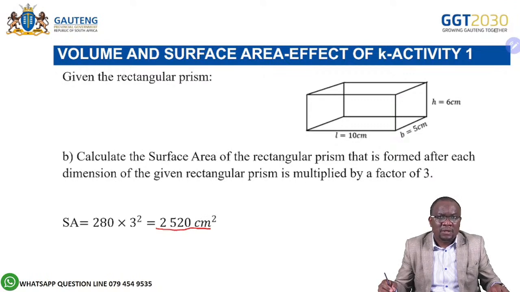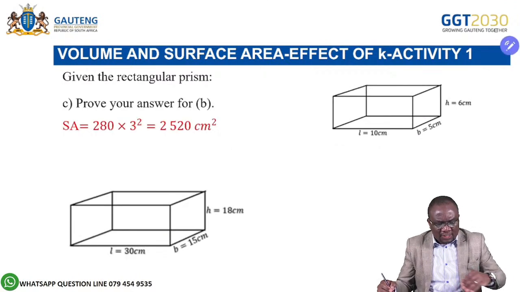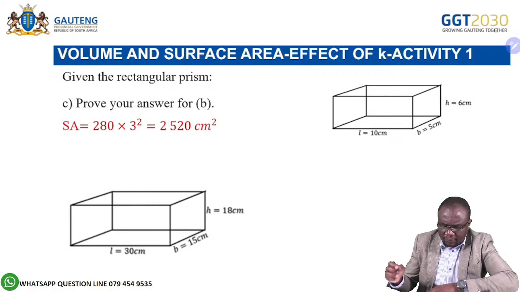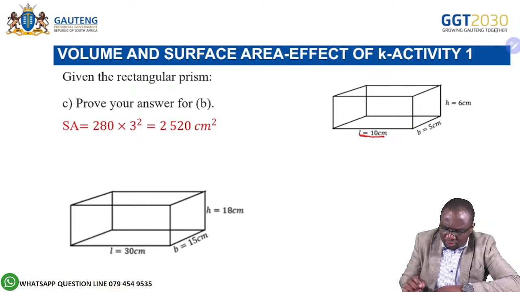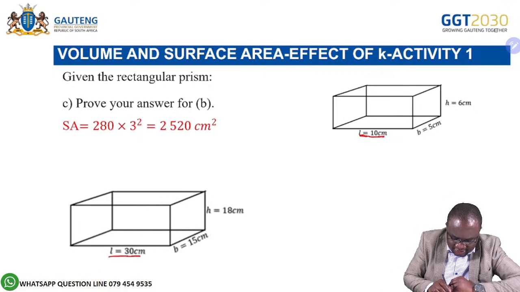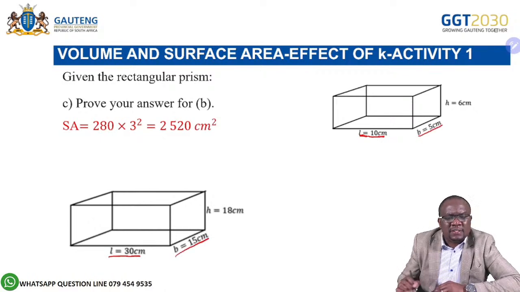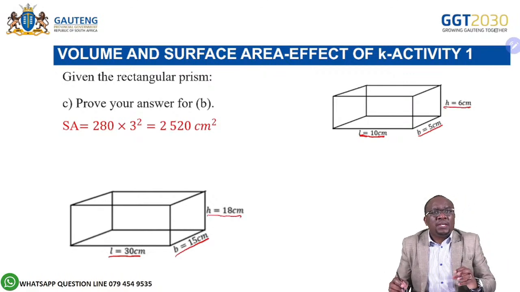You see that? Okay, now C, we want to see if this really is true. So we want to prove this. That will be C, and then at D we're concluding. Right, so C says, prove your answer for B. We say the dimensions were multiplied by 3. So 10 centimeters became 30 centimeters. 5 centimeters became 15 centimeters. And then 6 centimeters became 18 centimeters. We multiplied every dimension by 3.